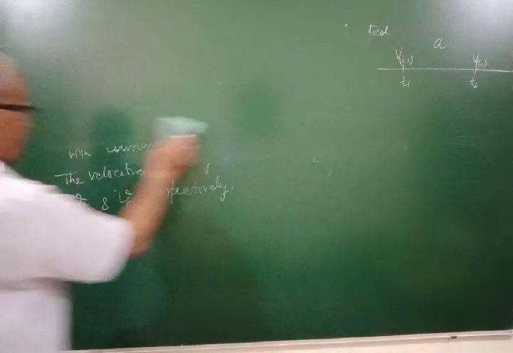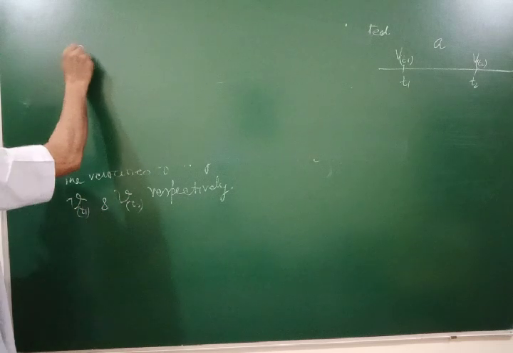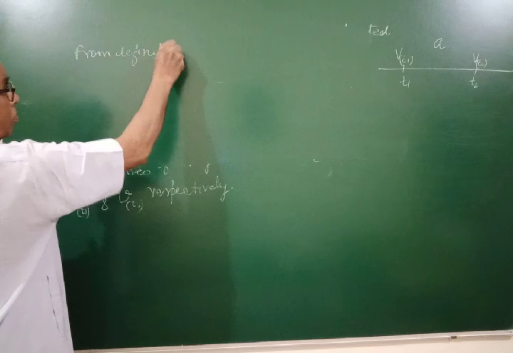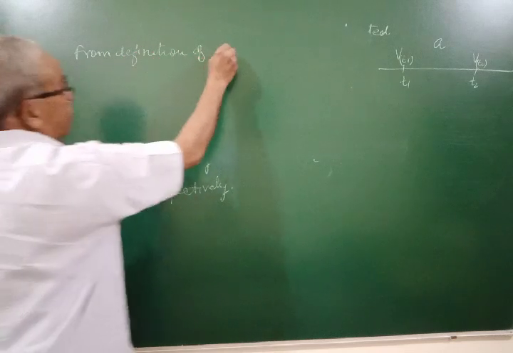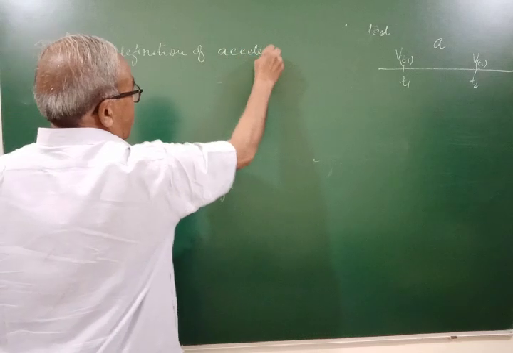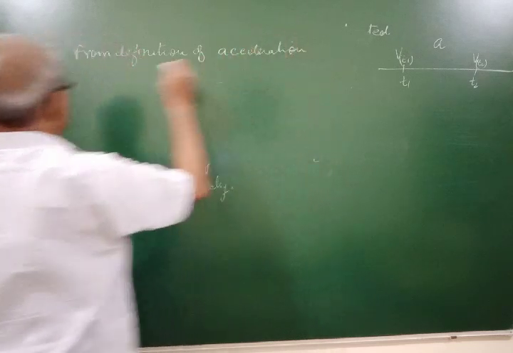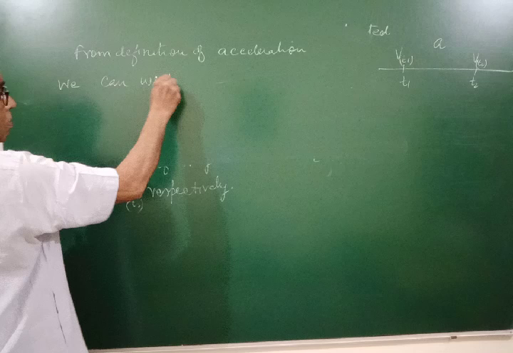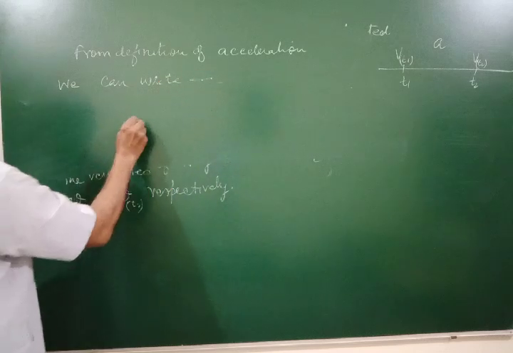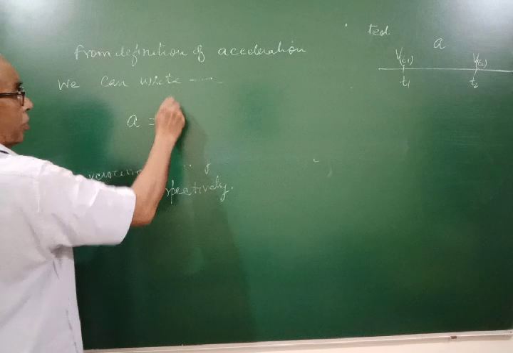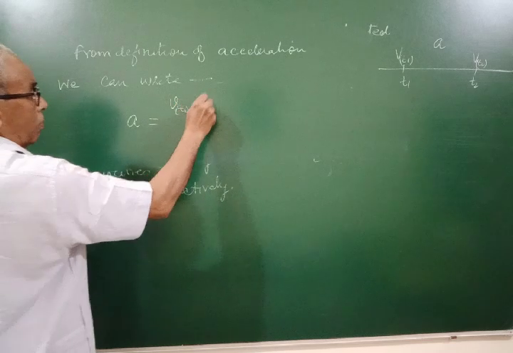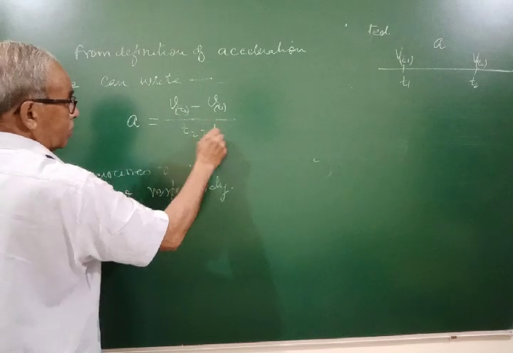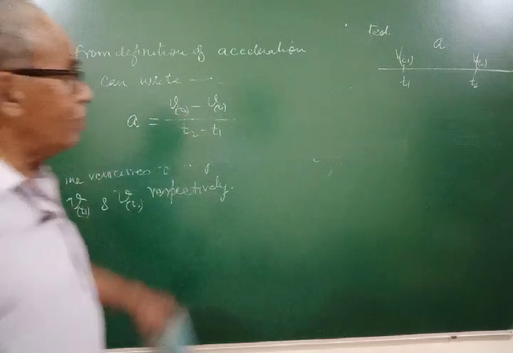Now from the definition of acceleration we can write A is equal to Vt2 minus Vt1 upon T2 minus T1. Here T2 and T1 are suffixes.